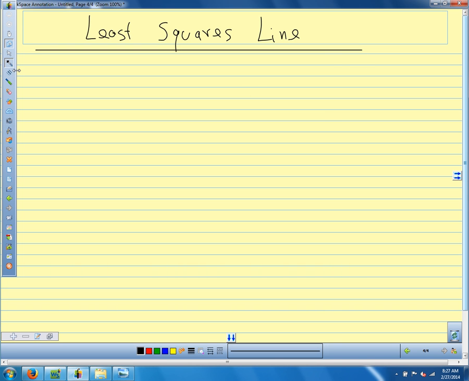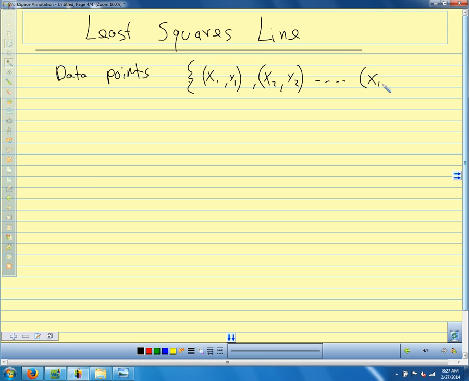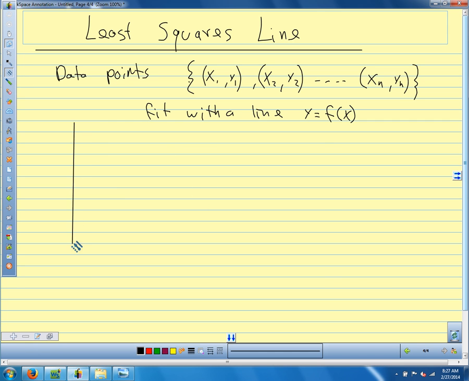So for the least squares line, what we're doing is we're fitting a line to a set of data. We have a set of data points: x1, y1, x2, y2, x3, y3, etc., up to xn, yn. And what we want to do is fit this with some line y equals f of x, some linear function. So we're graphing our data points, and we want a line that matches them as well as possible.